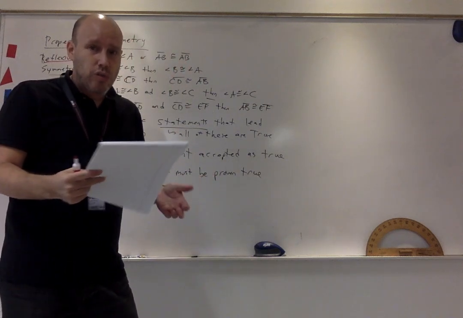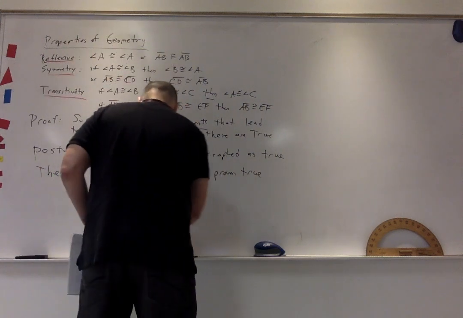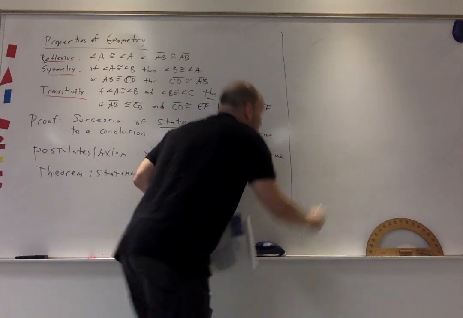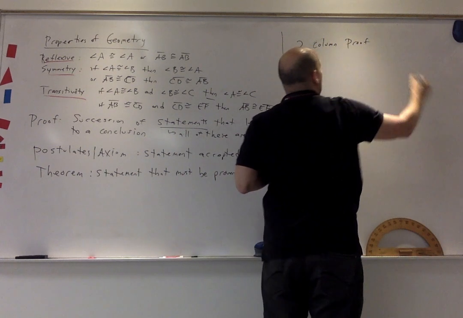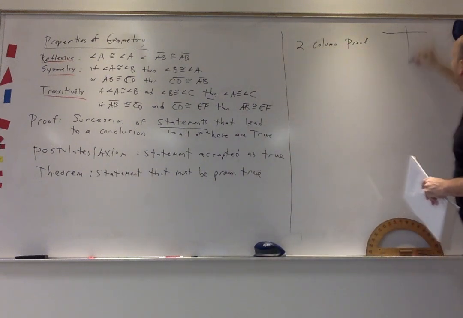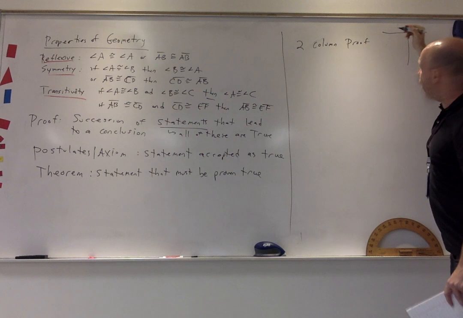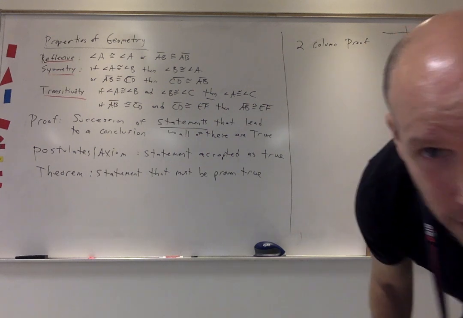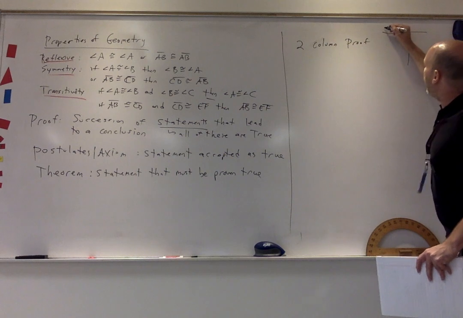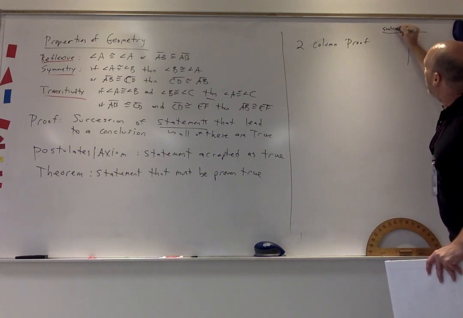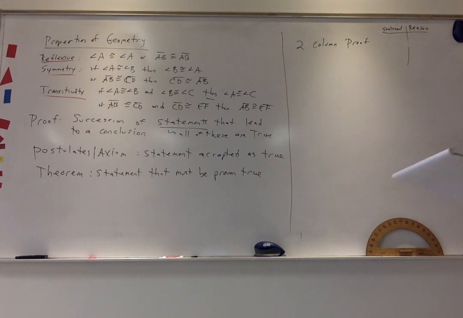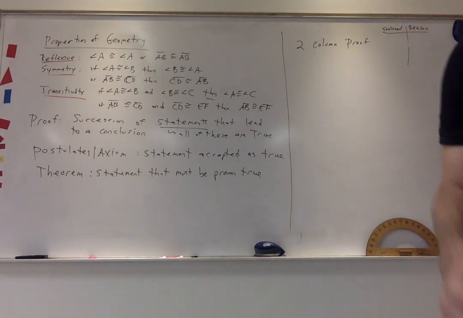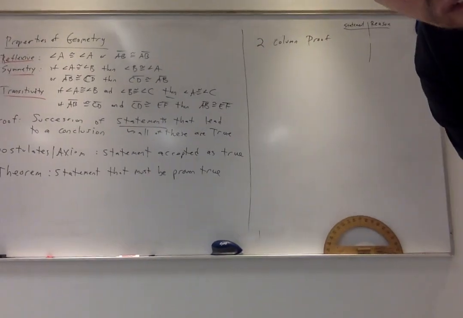Okay. Well, how are we going to do this? We're going to use a 2-column proof. And it's going to look something like this, right? And so on the left, can you see me? Can you see the board? On the left, we're going to write a statement. On the right, we're going to write a reason. Let me move the video over so you can see me. Is everyone ready for your first proof?